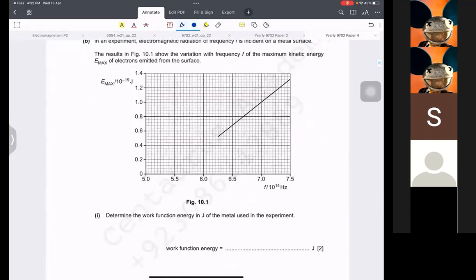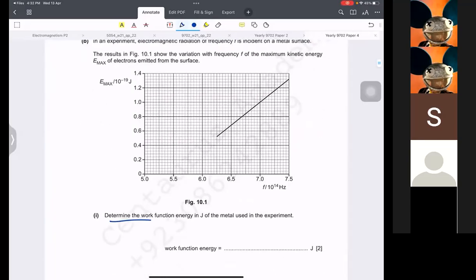Then this graph is given. It says determine the work function. So what you do, you have to extend this line, by the way. And be very careful, do it nicely, like this, right here. Okay, we extended it. Now, this is frequency, and where it touches, somewhere here, this is the threshold frequency. You got to remember that. So you have the threshold frequency.